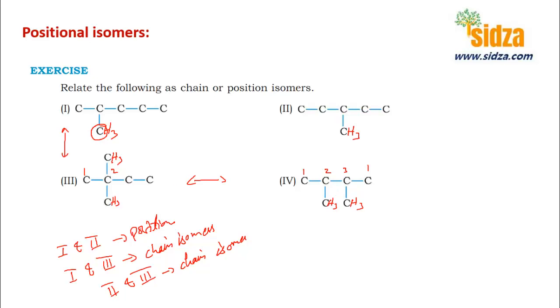So this will be called 2,2-dimethyl butane and this will be called 2,3-dimethyl butane. They have the same number of carbon atoms in the main chain and similar groups. The only difference is that the position is different, right? So I can say the third one and the fourth one are positional isomers because they have different positions of the substituent groups. All right.